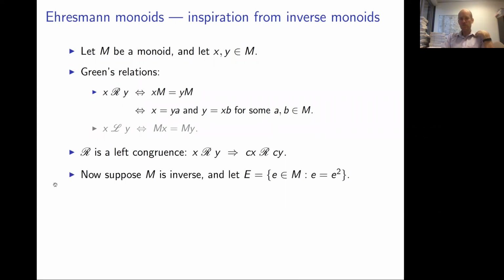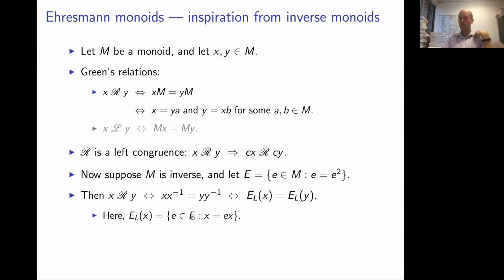In the case that M is inverse, this R relation can be expressed equationally rather than by saying things are related if there exists something. You don't have to check everything. So it turns out X and Y are related if and only if this equation holds. Again, in groups this always holds, but in inverse monoids, not necessarily. And there's another nice characterization in terms of the idempotents. It turns out X and Y are related if and only if they have the same set of left identities. The left identity set of X is all the idempotents that act as a left identity for X.